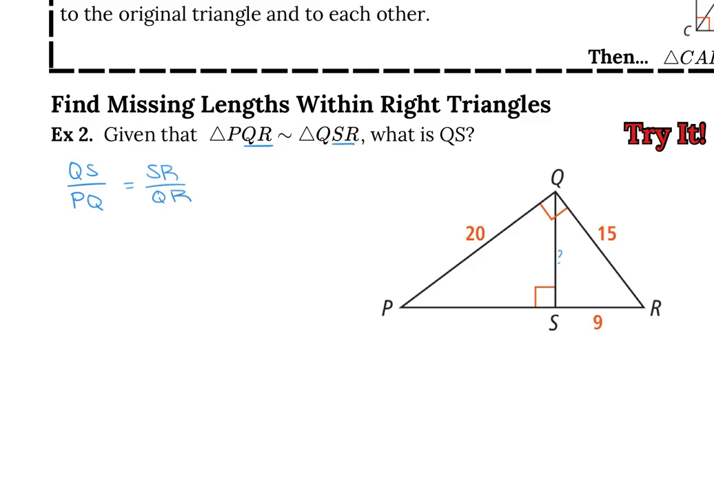Right, now I'll plug in the information that I have. So we're looking for QS. PQ is 20. SR is 9. QR is 15. We'll cross multiply. So QS will end up equaling 12.